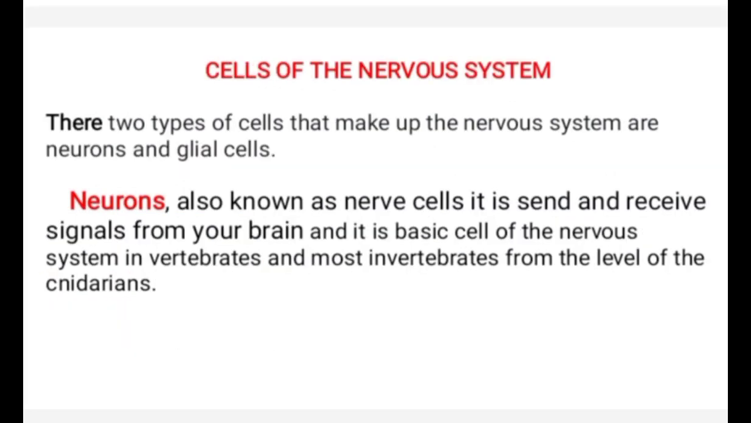Cells of the nervous system: there are two types of cells that make up the nervous system, neurons and glial cells. Neurons, also known as nerve cells, send signals from your brain, and they are the basic cells of the nervous system in invertebrates and most vertebrates from the level of the cnidarians.